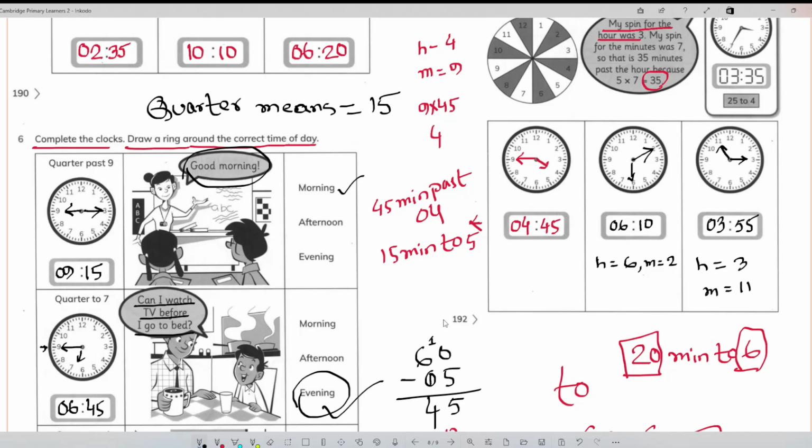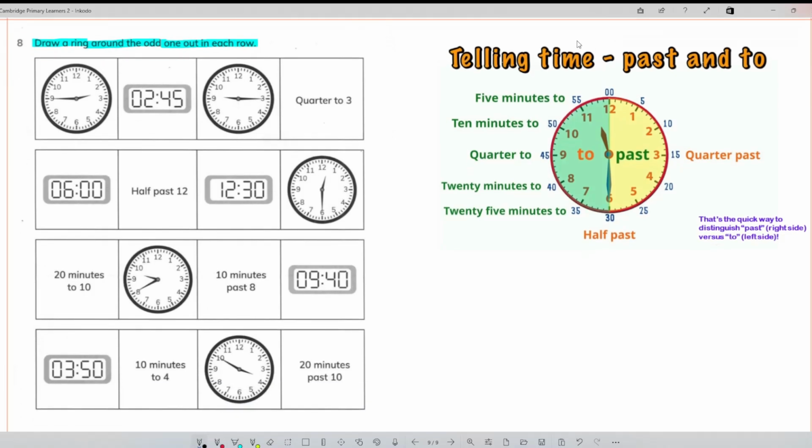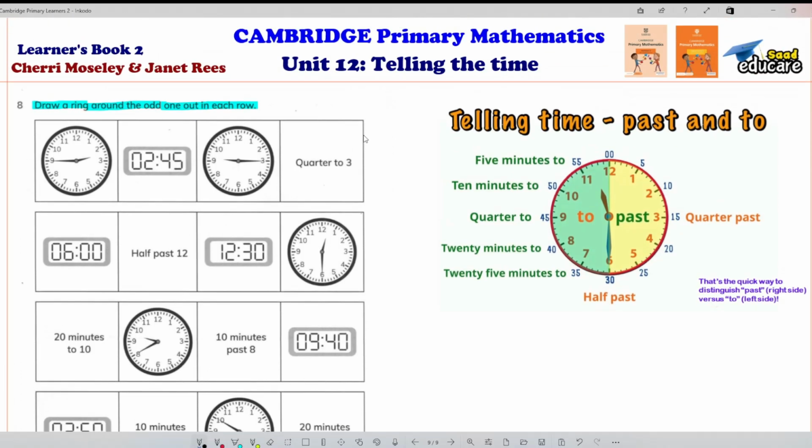It's a very important and very easy matter. You have to learn about these kinds of things, otherwise if you face any analog clock you cannot say what the time is. And today's last part is a kind of game. Let's start. Look, here it says draw a ring round the odd one out in each row. So every row has time. Something is analog, something is digital. So we have to find out which one is not similar.